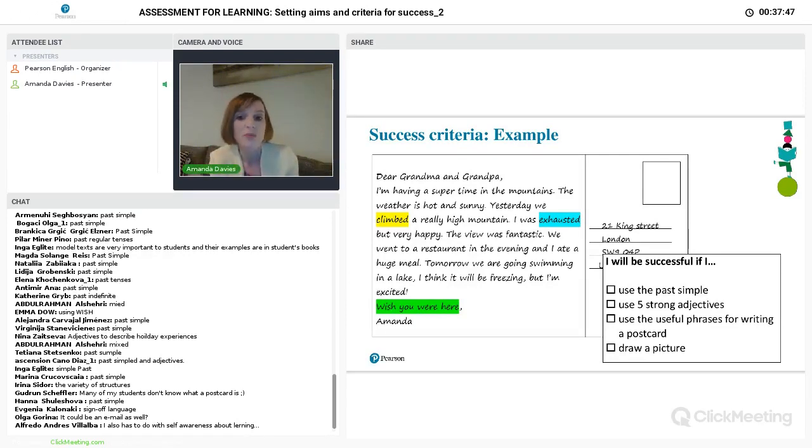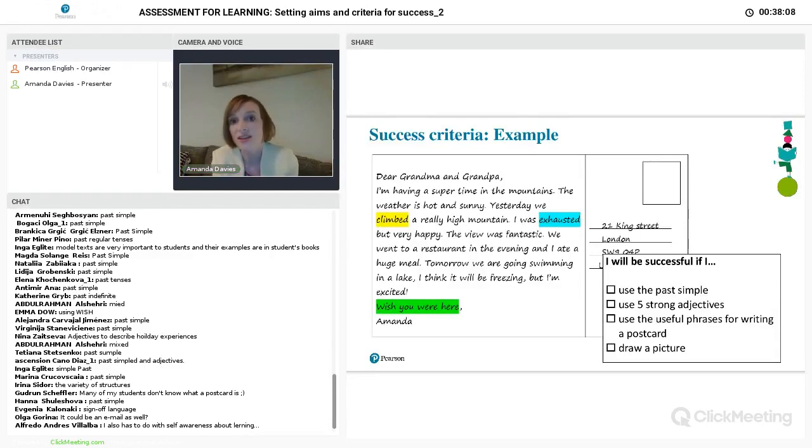So these were established before the students wrote the postcards. They could refer to them while they were writing their postcards. I put them on the board. Sometimes I asked them to copy them into their notebooks. And then at the end of the writing task, they went back and had a look and ticked the criteria that they'd achieved.